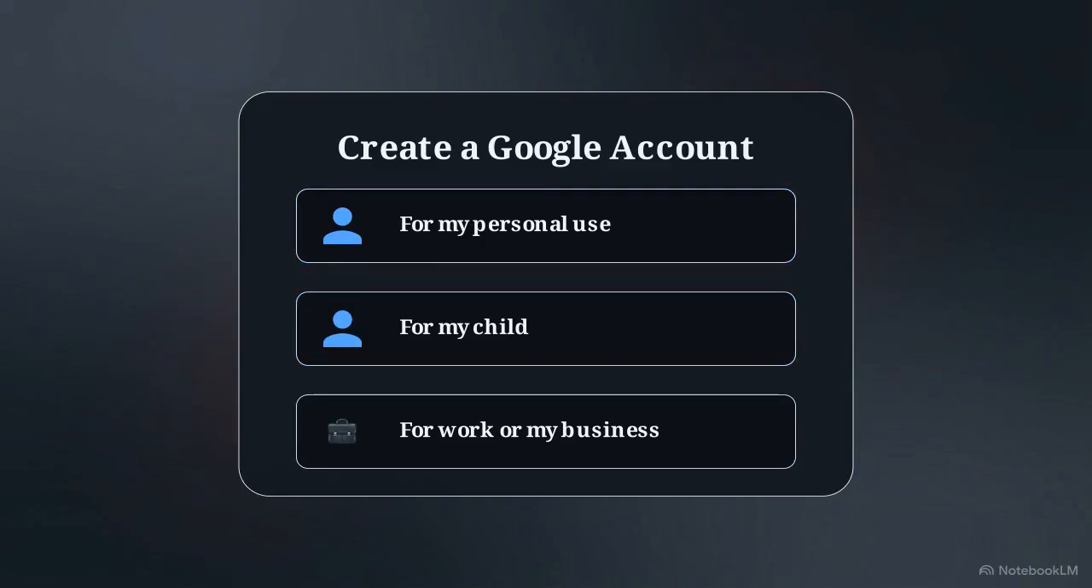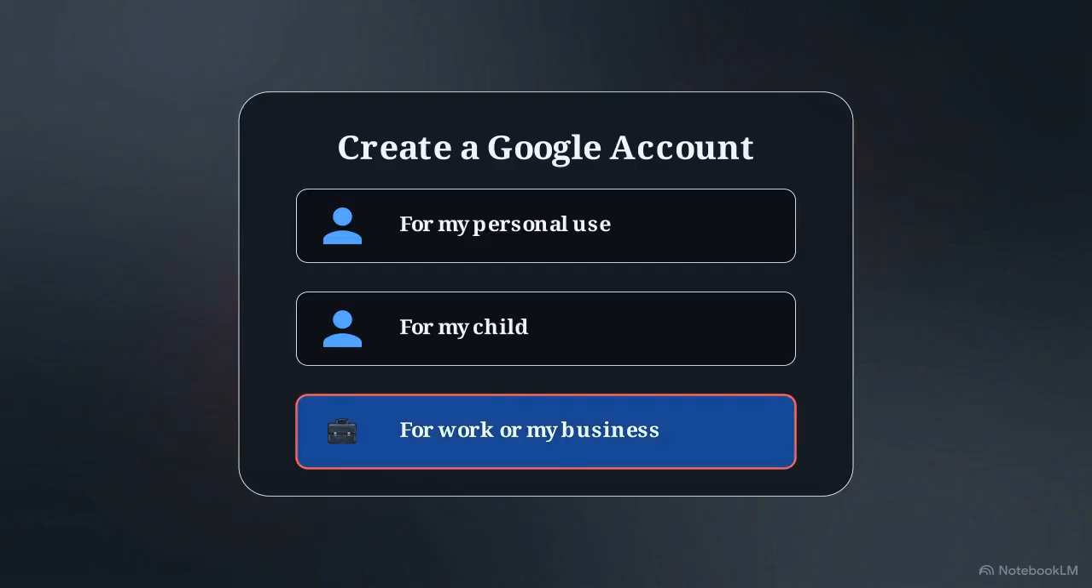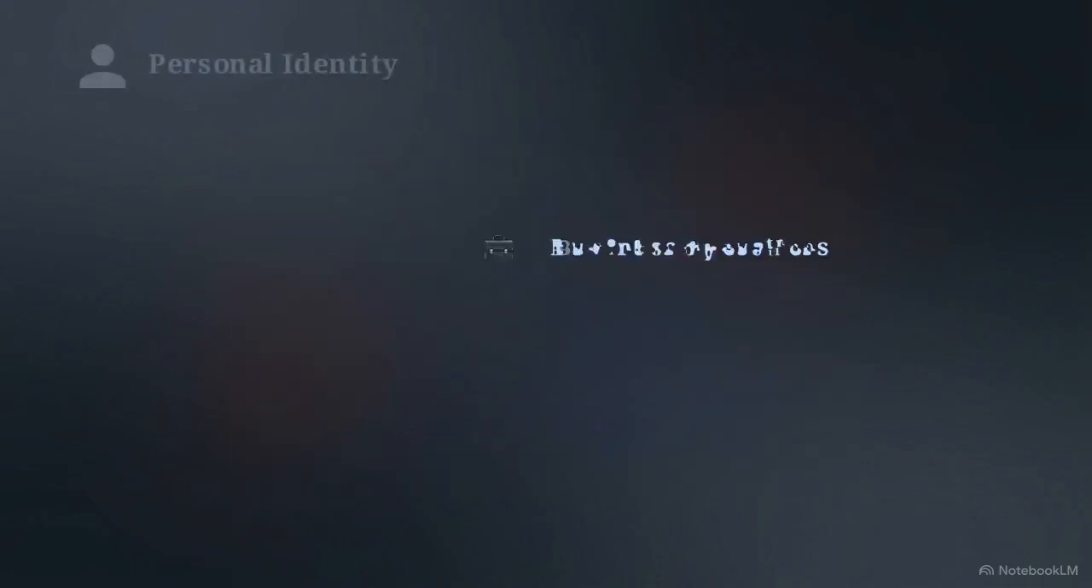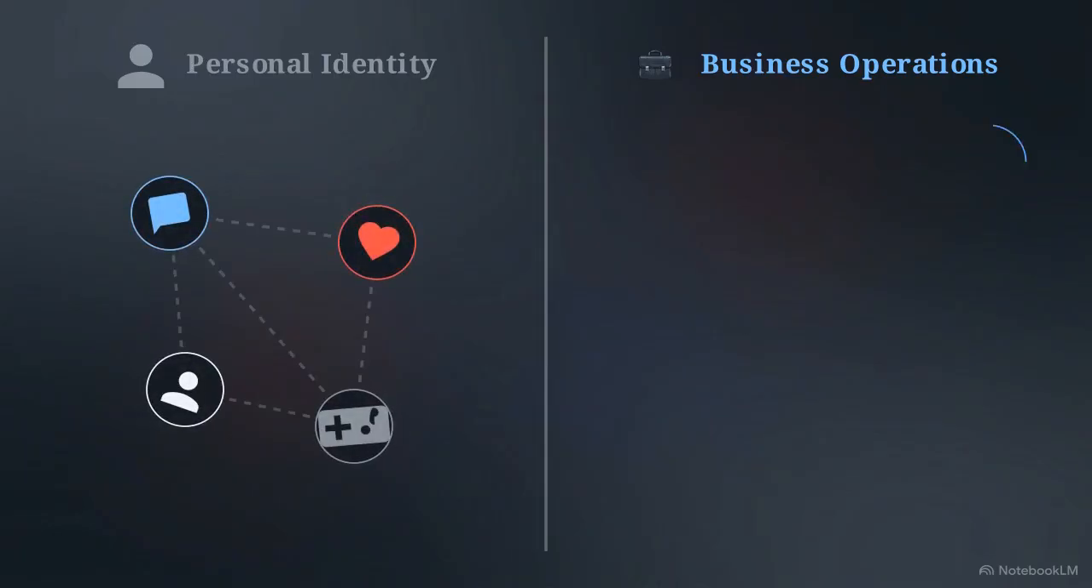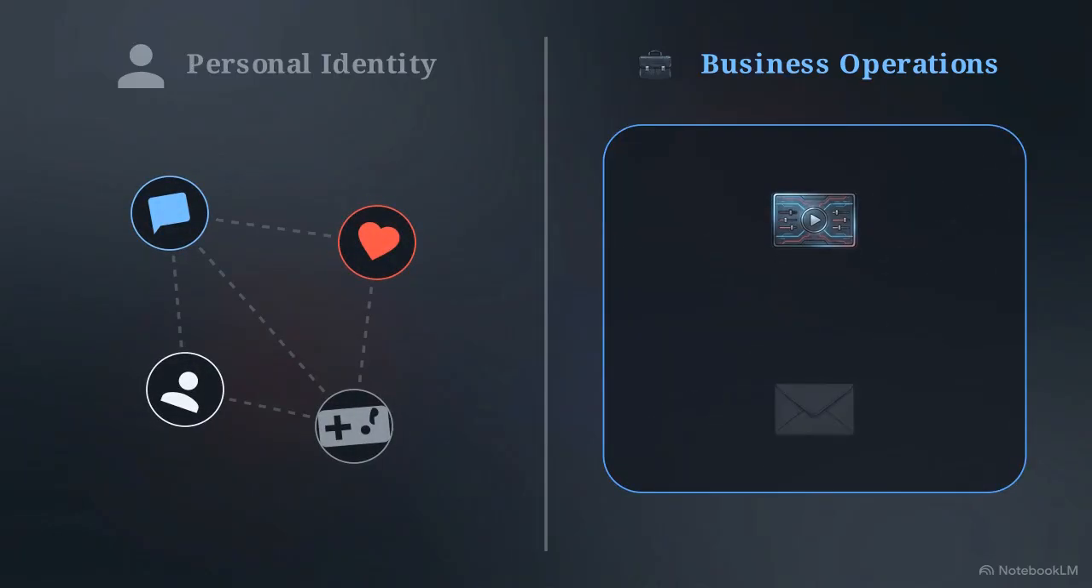Begin by segregating your personal identity from your business operations. When setting up an account, select the For Work or Business option rather than a personal Gmail. This isolates private data and establishes a dedicated, secure hub to handle brand partnerships and financial data.